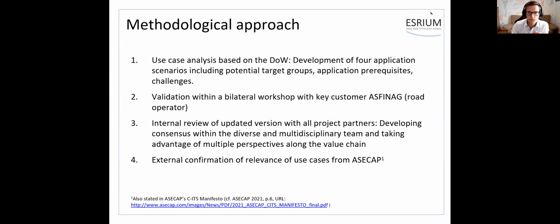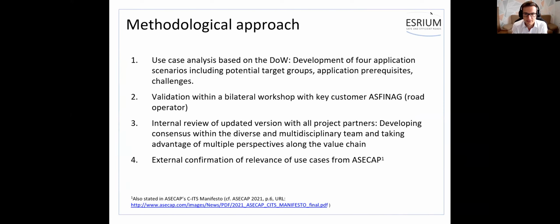So, first of all, let's take a quick view at the methodological approach we used to develop the use cases. As different stakeholders need to be considered when formulating use cases, like, for example, end users, original equipment manufacturers, and road operators, a methodological approach was required that takes into account the needs of all of these different stakeholders. So based on the project proposal, our team performed a use case analysis to develop a detailed description of the services that can be offered by Esrium.